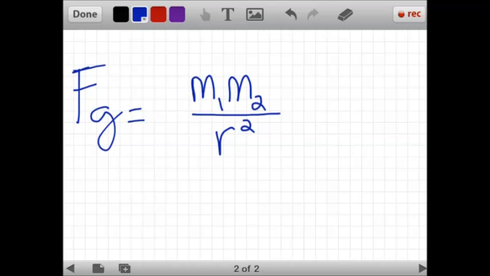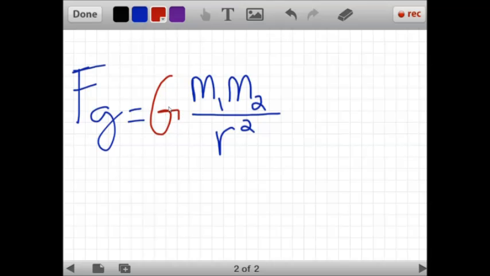But there's one little extra thing with this equation. There's this capital G that we throw out in front of it. Pretty easy to understand. This right here is the mass of one object. This right here is the mass of the other object. This is the radius or distance between them squared, in meters. But what's this capital G? I'll give you a hint. It's not 9.8 meters per second squared.